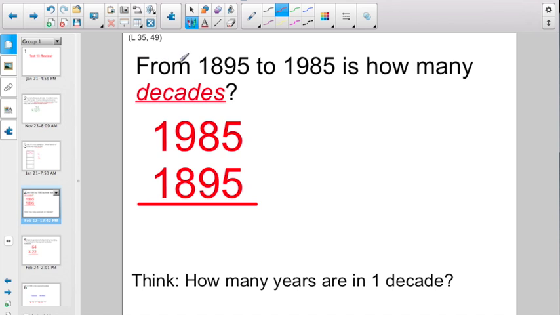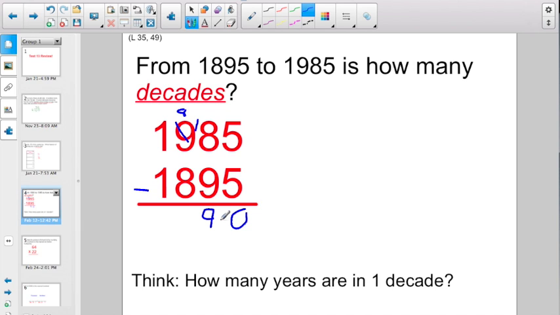Check out this one. From 1895 to 1985 is how many decades? Well, you actually have two steps to do here. Technically, from lesson 49, this is a two-step story problem. Lesson 35 is talking about time. And we first have to find out how many years there are between us. So you're going to put the largest number on top and go ahead and subtract. 5 minus 5 is 0. Can't go 8 minus 9, so I have to borrow again here. 18 minus 9, that's 9. So I have 90 years here.